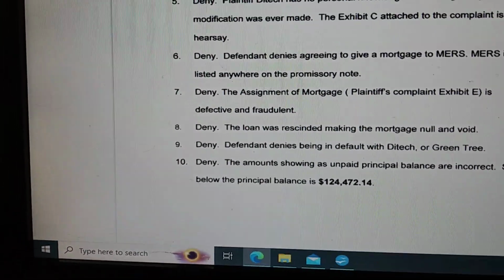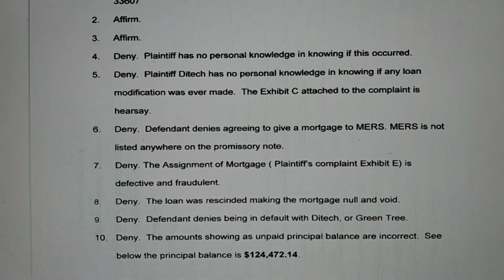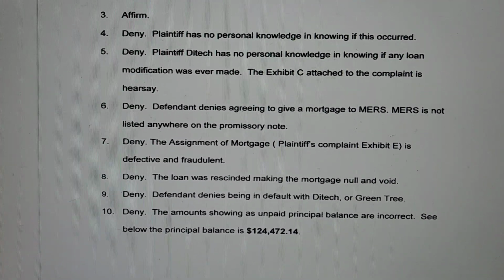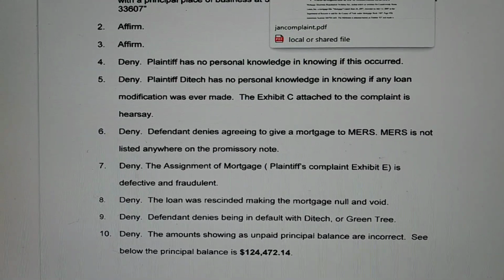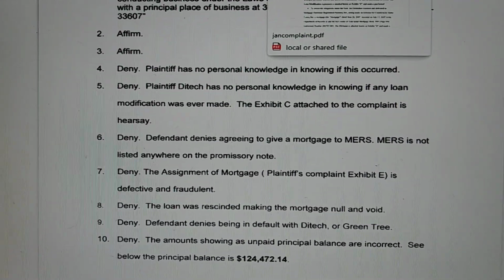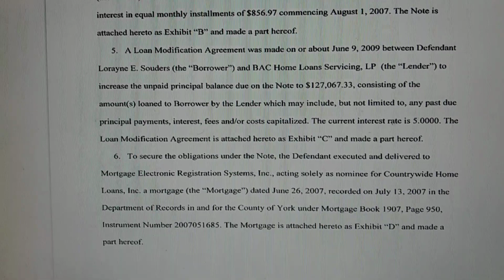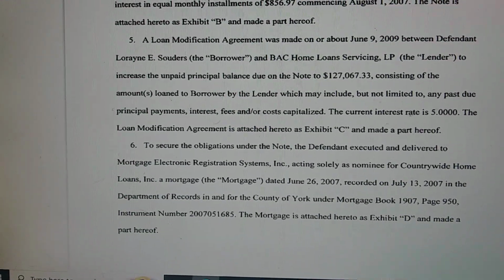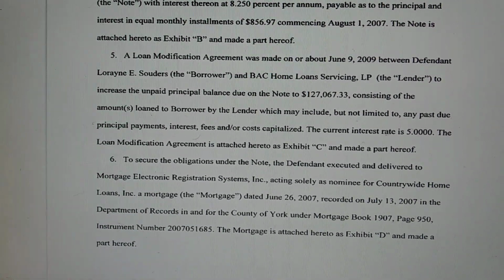Okay, so you kind of get the idea of how to write an answer. You have to go by the numbers that are actually on the complaint when you write your answer, and they have to correlate. So you can see that the numbers on here correlate with the numbers on my answer.